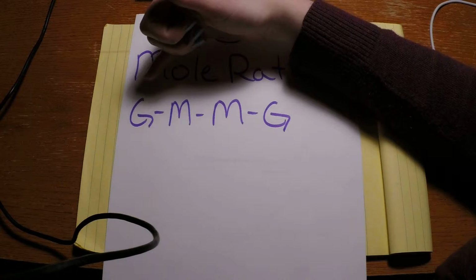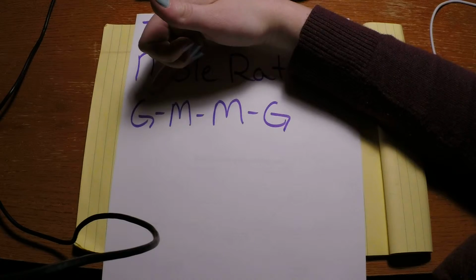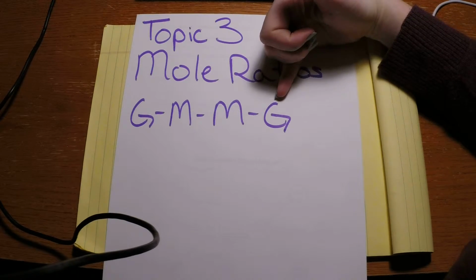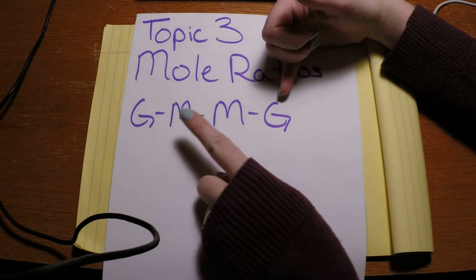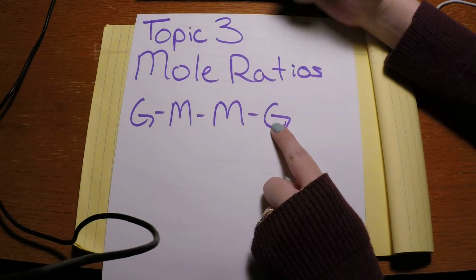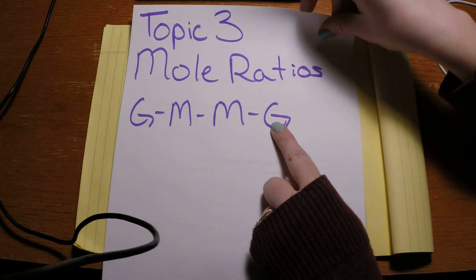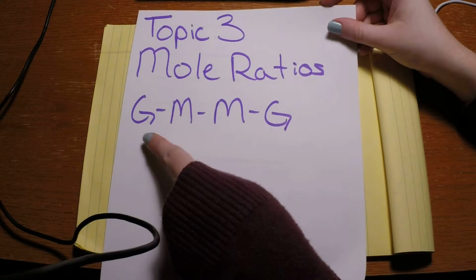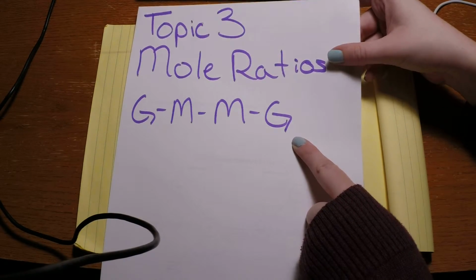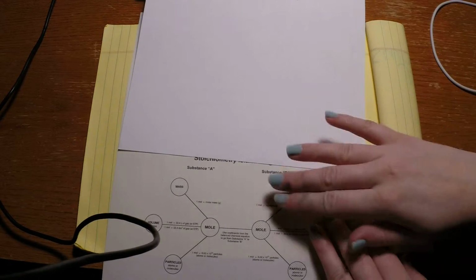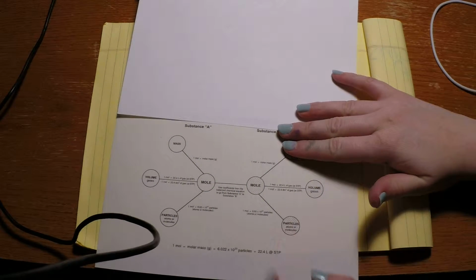Whenever I give you mass of something and you're asked for mass of something else, you need to go through 1, 2, 3 steps in terms of calculations. We're going to walk through those 3 steps. But first we're going to review where they come from on our mole map.